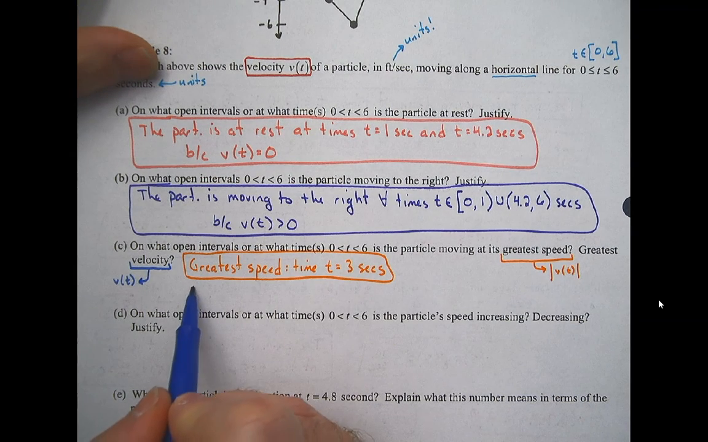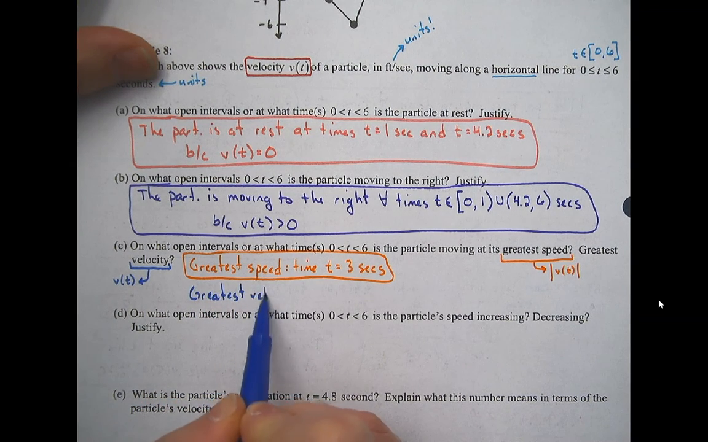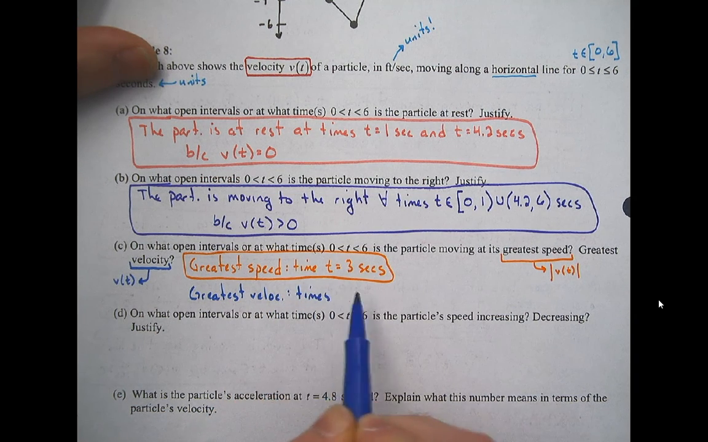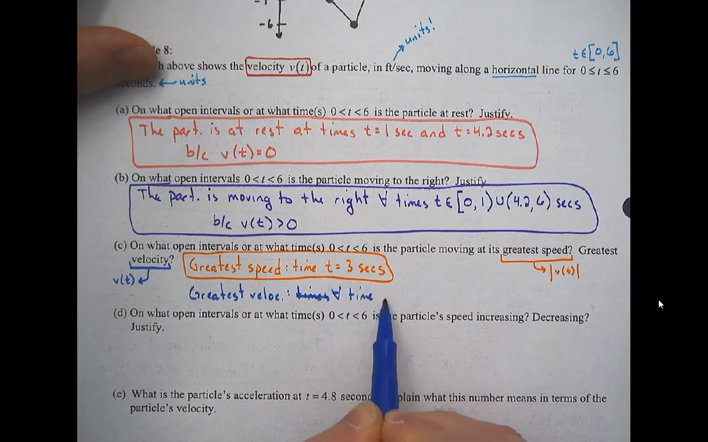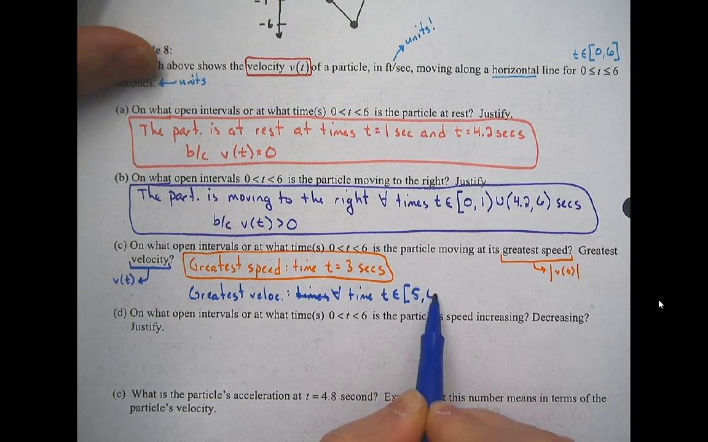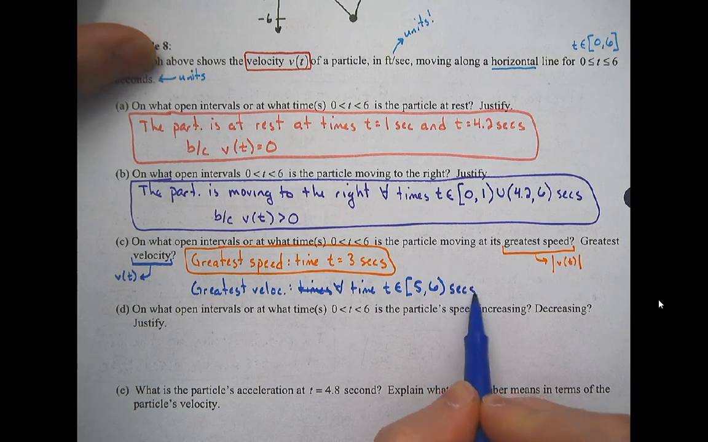So my greatest velocity occurs at times, for all time t is an element of, I'm going to go from 5 until 6, but I can't include 6 seconds.